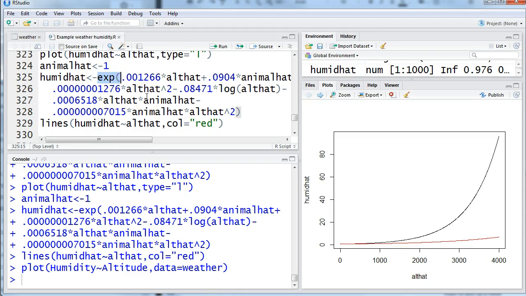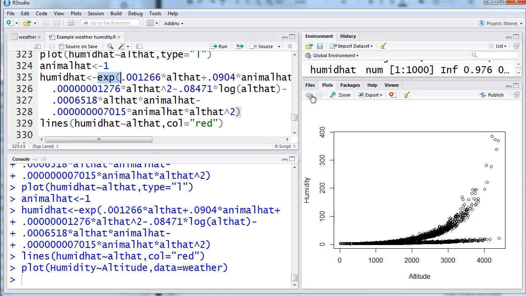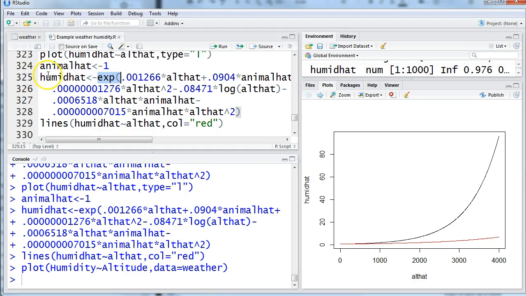I actually forgot him for like 10 minutes, and it wasn't making the picture I knew it should make, because it's supposed to make a picture like this. And I finally remembered, humidity got logged. So if I don't unlog it, then what I'm plotting isn't the picture of the actual humidity, it's the picture of the log humidity, which nobody really understands what log humidity is.